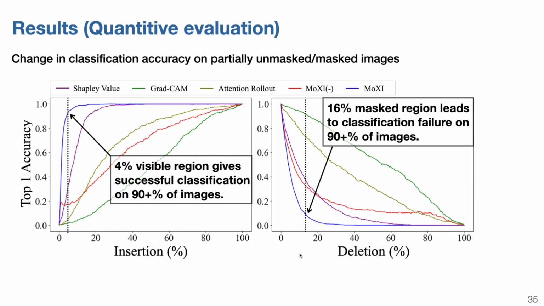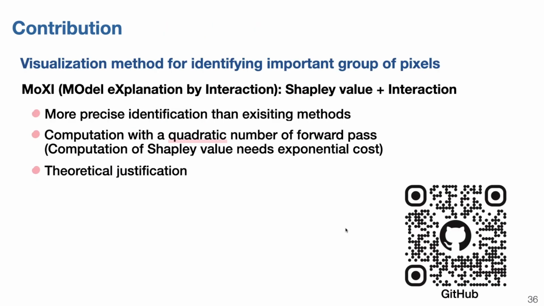On the other hand, our method can also be optimized for the deletion curve. The results show that our method causes a sharp decrease in classification accuracy compared to the other methods. In short, our method can identify groups of pixels suited for both the patch insertion and patch deletion. This provides explanations for the model's decisions from a new perspective.